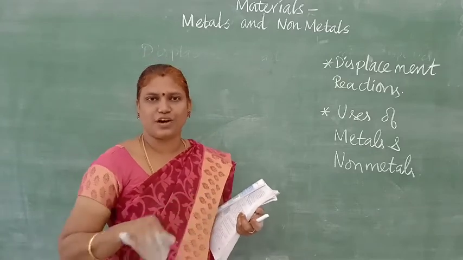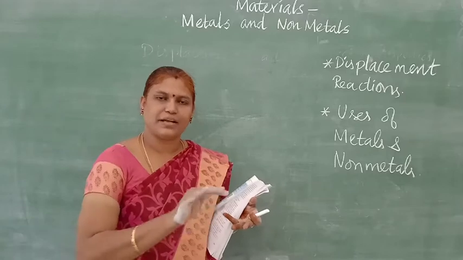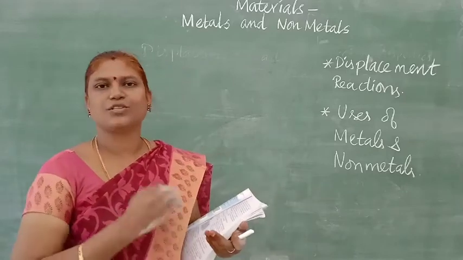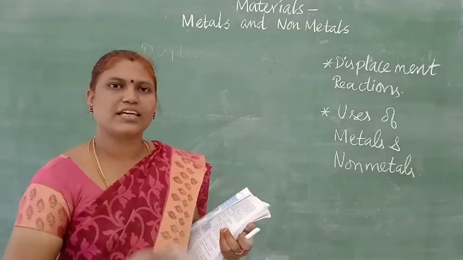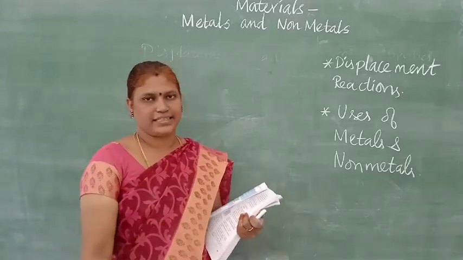Zinc is used for coating metals. A metal is coated with another metal. For example, iron is coated with zinc. So zinc is used for coating metals. This is also an example.